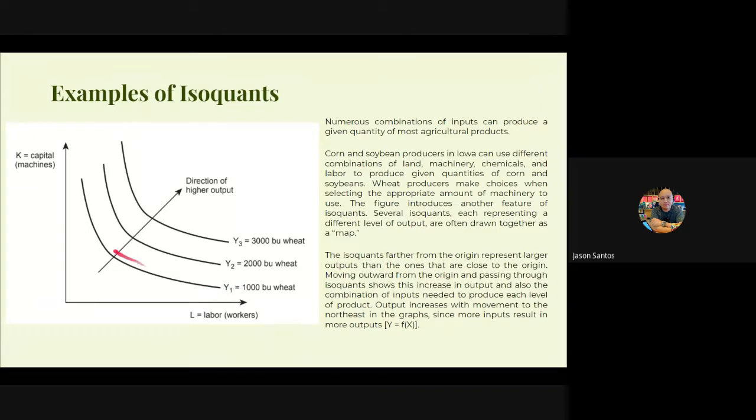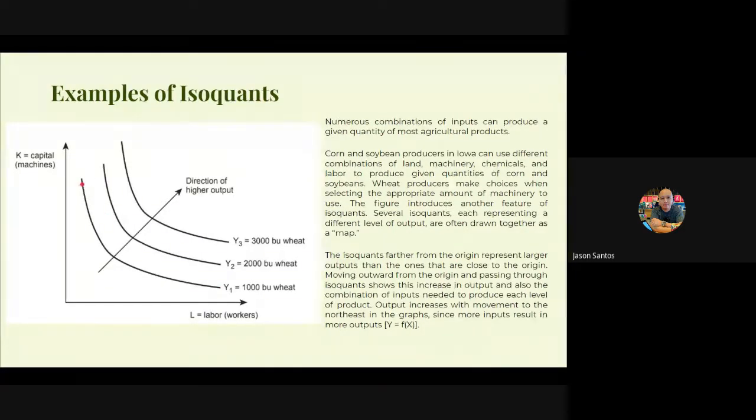Kahit saan siya mapunta dito sa curve na to. The farther you go in your graph, let's say you move upper rightwards in direction, it pertains to larger outputs. Okay? Pero yung movement, if it's in the same curve, same lang ang output niya.